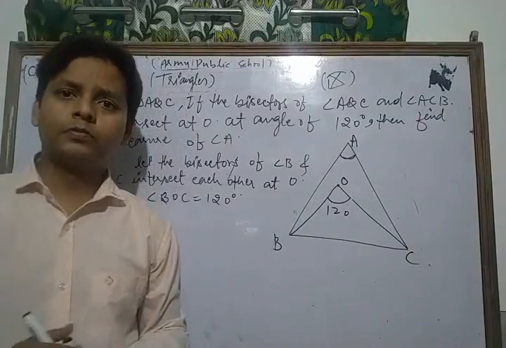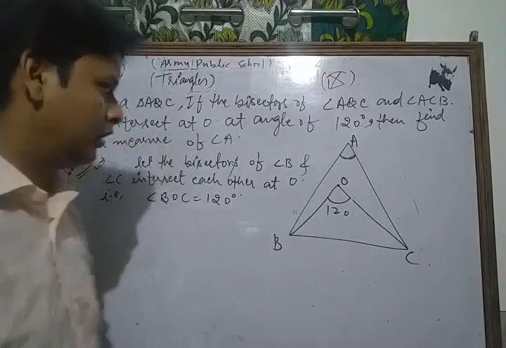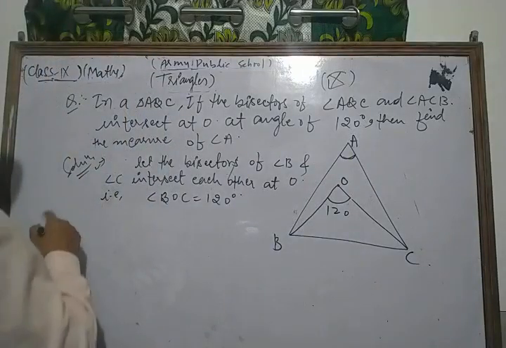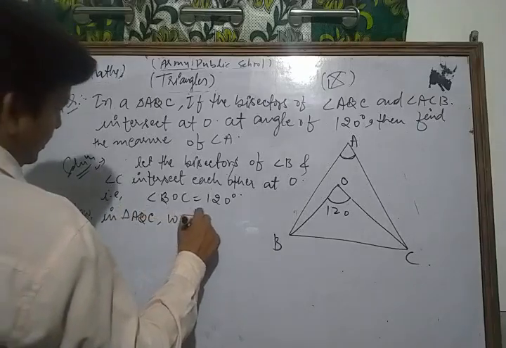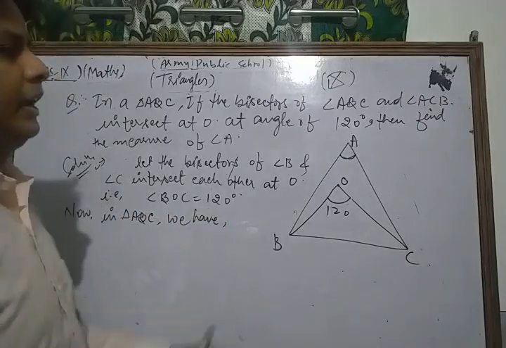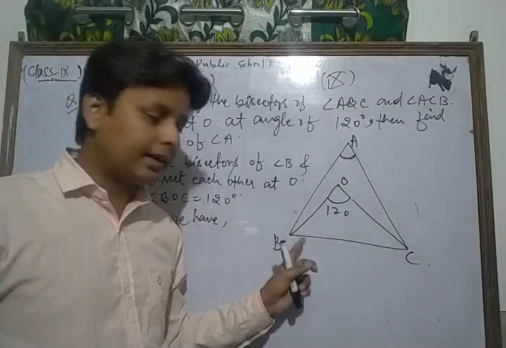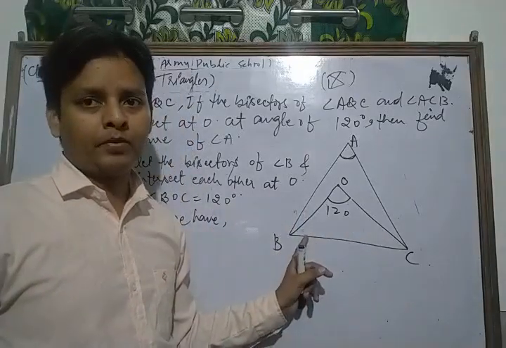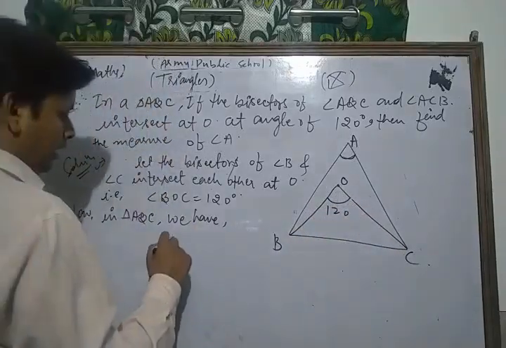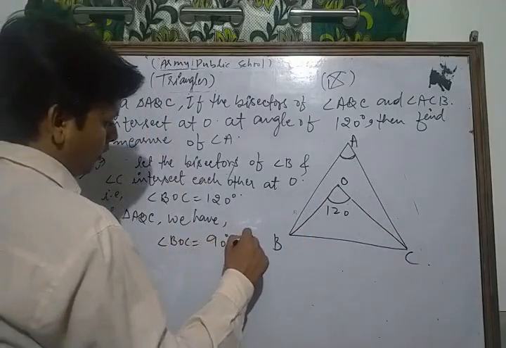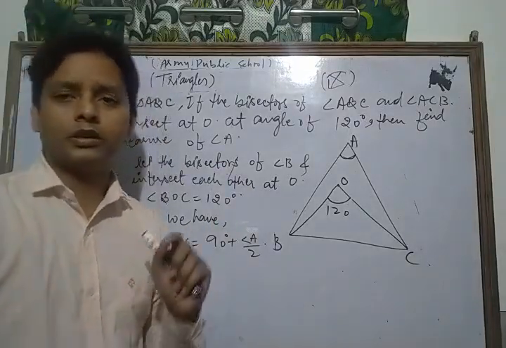Now in triangle ABC, we have in previous classes of this chapter, triangles, shown that if the internal bisectors of angle B and angle C intersect each other at point O, then angle BOC is equal to what? 90 degrees plus half of angle A. This is a very important relationship between them.